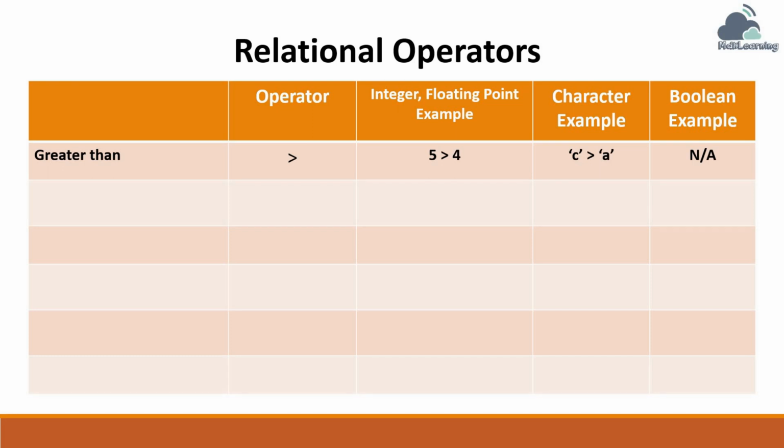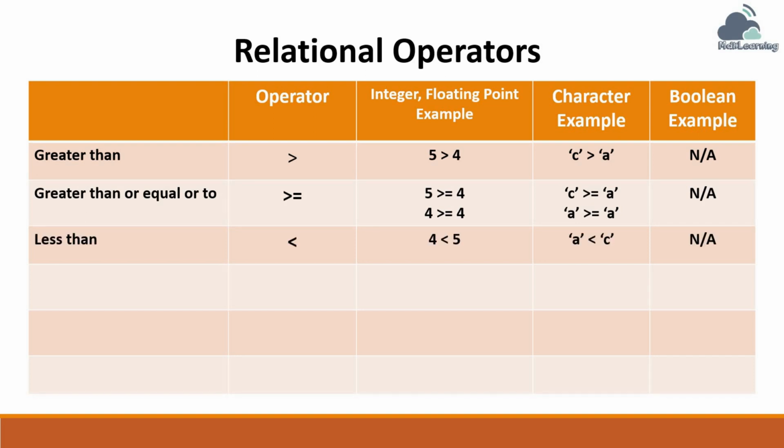A. Now in addition to greater than, we also have a concept known as greater than or equal to. And this comparison says is a particular value the same as or larger than the value being compared to. So 5 is considered greater than or equal to 4, but 4 is also considered greater than or equal to 4. And then look at our character example. C is of course greater than or equal to A, but also A is considered greater than or equal to A as well. So just like we have greater than, we also have less than. So 4 is less than 5, and A is less than C. We have our less than or equal to. So 4 is less than or equal to 5, and 4 is also less than or equal to 4.